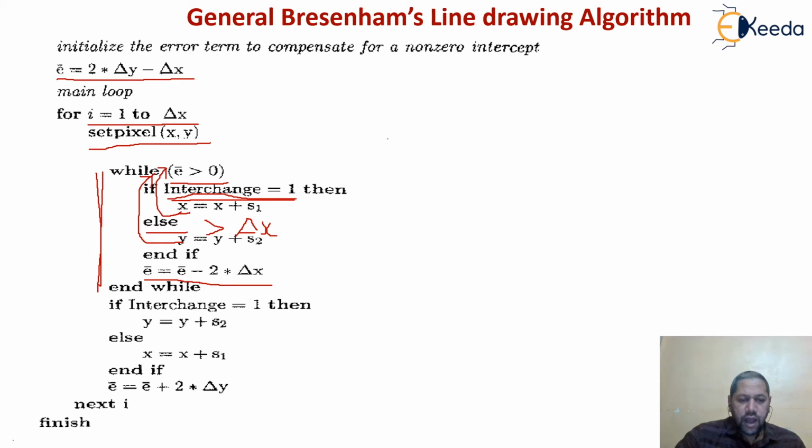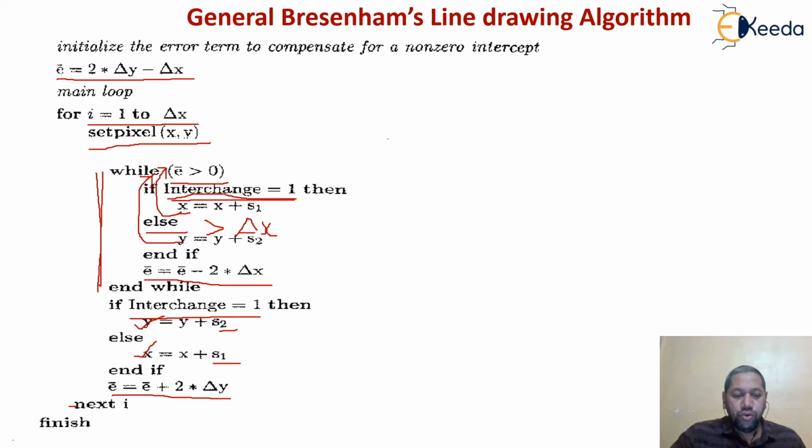After this, I have one value I always have to increment. Again the same thing: if interchange is equal to 1, y is always incremented by 1, else interchange is equal to 0 means x is always incremented by 1, so x is equal to x plus s1. This s1 and s2 decide whether to increment by 1, decrement by 1, or add 0, which is why we calculated the sign term. The new value of the error term is calculated and the for loop continues. In this way we can plot all the pixels on the path of the line with the help of Bresenham's algorithm.